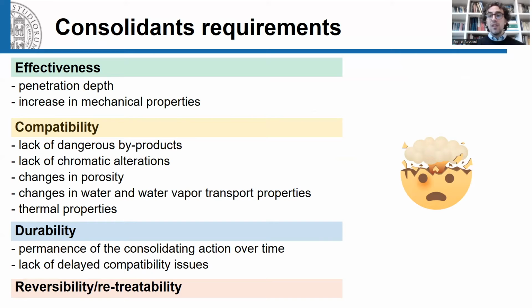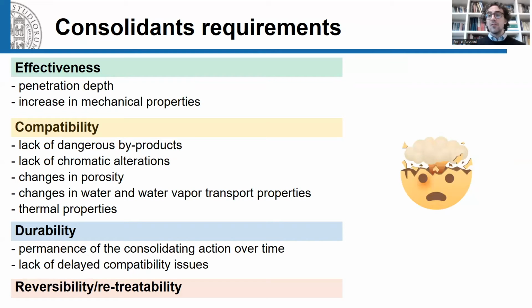So first of all, they need to be effective. So again, able to penetrate in depth and able to ideally chemically bond to the grains to improve the cohesion of the stone and its mechanical properties. In doing so, the consolidants also need to be compatible with the substrate, meaning they shouldn't alter the aesthetic appearance of the stone. They shouldn't give rise to the formation of dangerous byproducts. And of course, we are introducing a new material inside the pores of the stone, but still we would like the alterations in the porosity and pore size distribution of the stone to be as limited as possible.